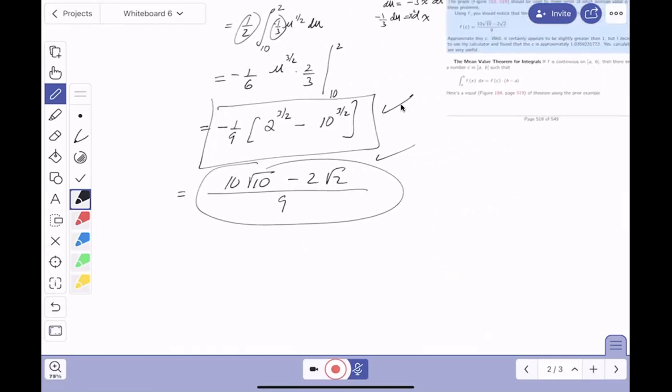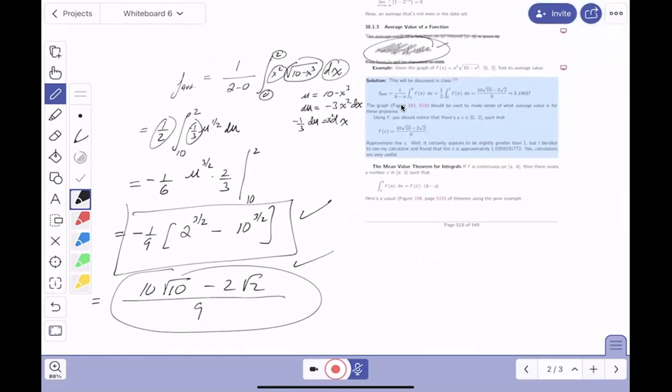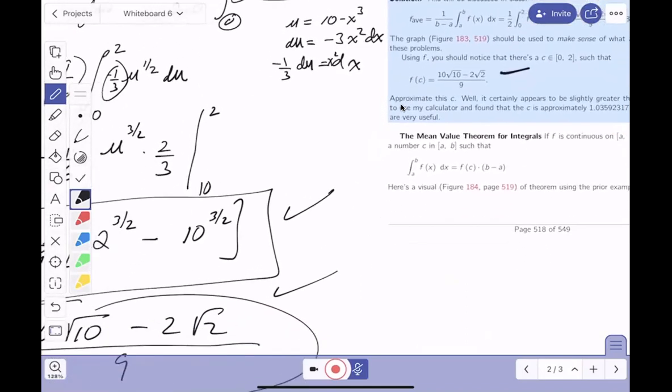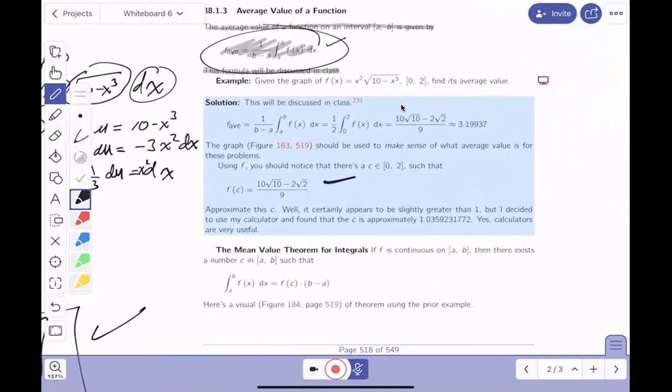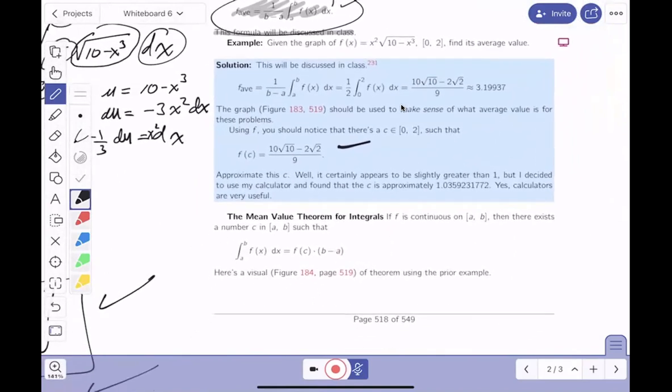I'm not saying we're done, by the way. I'm just looking at the key. And the key, I'm looking at the answer over here, and that's the answer given to us. So I feel pretty good about that. So I want to keep reading. It says, given the graph of that, find the average value. I'll look at the graph on the next page, by the way. But we did the work. All right, we got that.